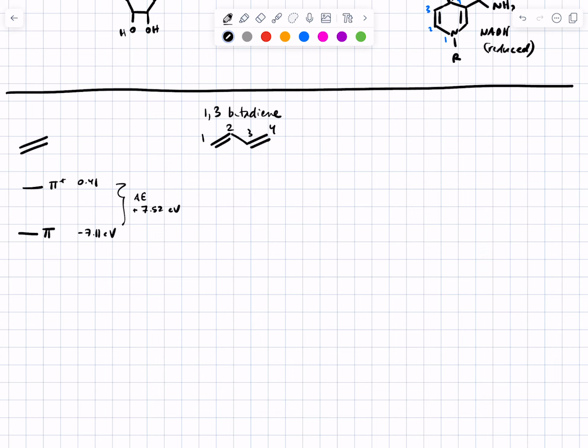Resonance would tell you that you could have partial double bond character between carbons 2 and 3. And you could draw another resonance structure, which I won't draw, where the negative charge would actually be on carbon 1 and the positive charge would be on carbon 4. But in any case, resonance gives you a picture that these 2 pi bonds are not independent of each other, but are actually part of the same system.